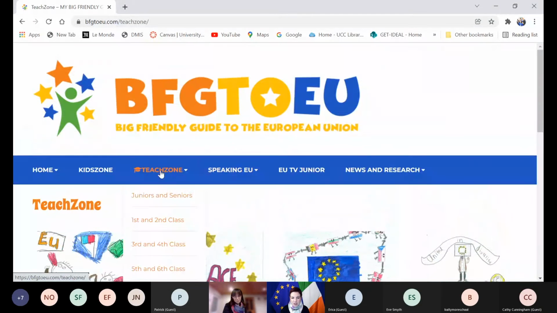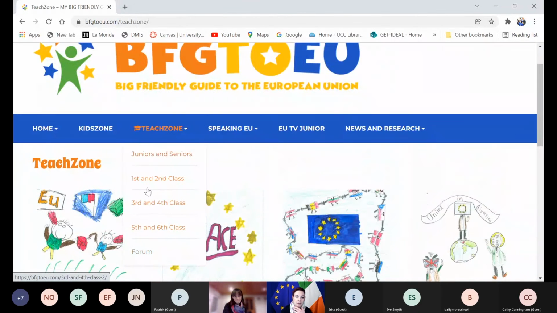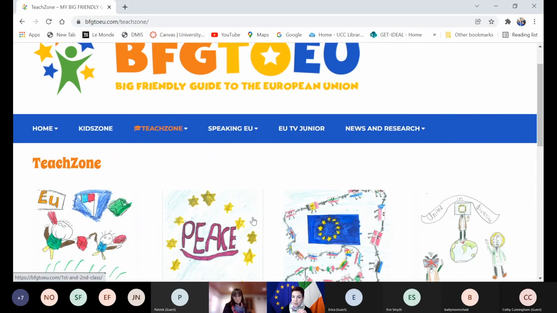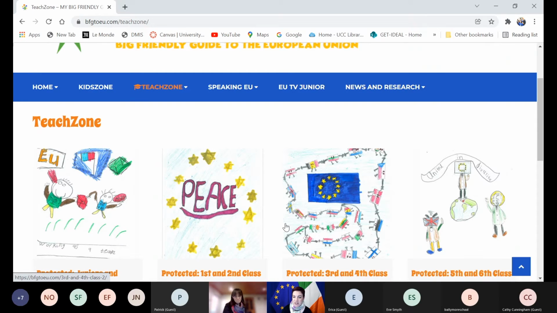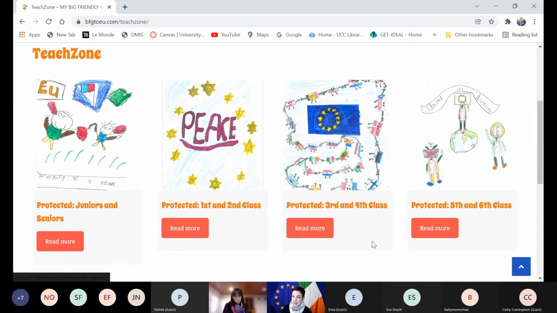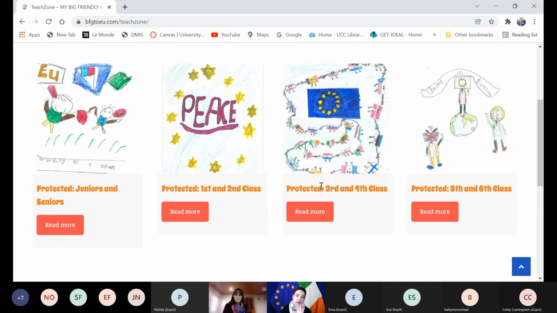So when you click on Teach Zone here, you're presented with the 4 levels. The password that you have, which is a capital E, a capital U 2022, is valid for any level of teaching here. So if you feel that maybe you have a 3rd class that would prefer the program of 1st and 2nd, please dip into this one. And vice versa, have a look at the 5th and 6th. You can mix and match.